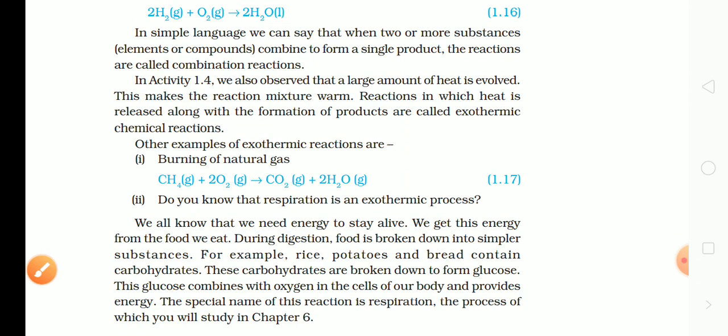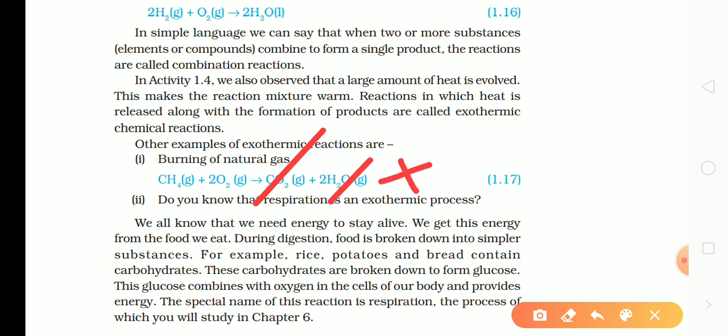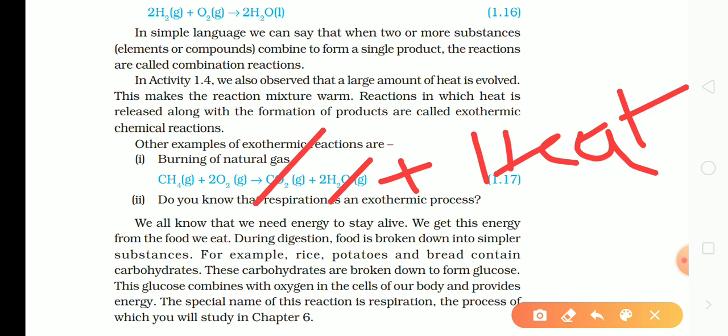When natural gas is burned, what is natural gas? Natural gas is methane. Methane is termed as natural gas, marsh gas, shale gas, gobar gas, whatever it is, methane. And when methane is burned in oxygen, we can see the products are carbon dioxide and water with a large amount of heat. And that heat we are using for cooking or domestic purposes.